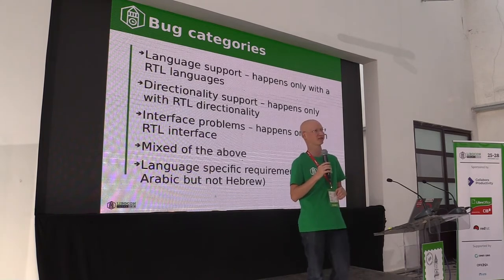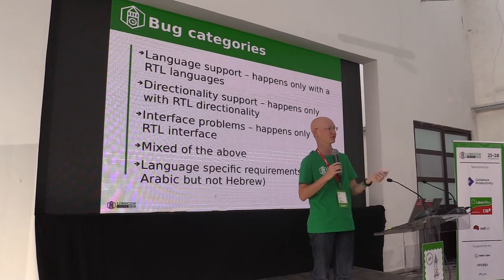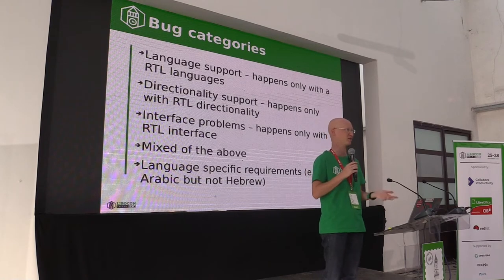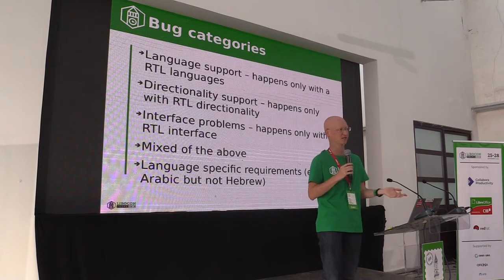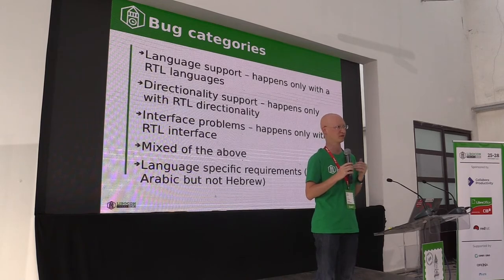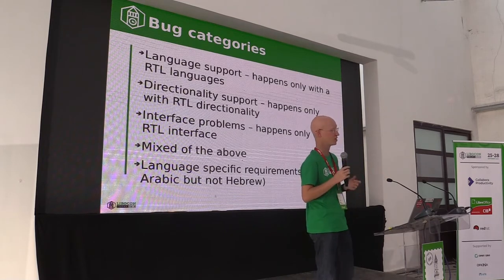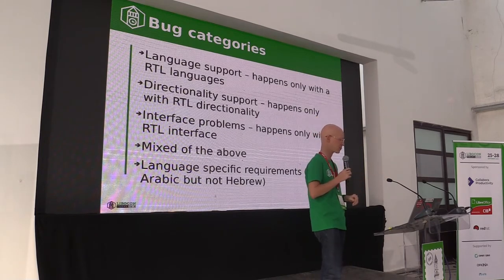For example, we used to have a bug like this: if you save a document in a right-to-left interface, some of the defaults in the file get changed to right-to-left, and then when you open it in another interface, you suddenly see things which are completely weird. You don't want the document contents to get changed depending on the interface. It might be a good idea for the default, but that's it.